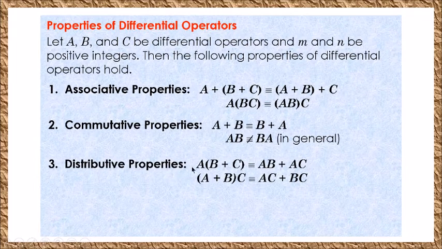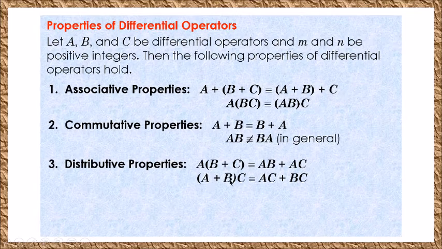Distributive properties. A multiplied to the sum of B and C is identical to AB plus AC. Note that AB is not the same with BA because in general, AB is not equal to BA. So same thing for AC, it's not identical to CA. So this A multiplied to the sum of B and C is identical to just AB plus AC.